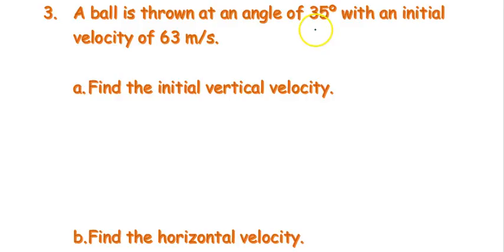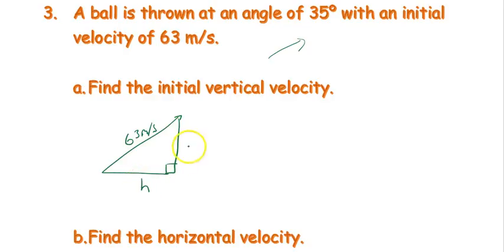A ball is thrown at an angle of 35 degrees with an initial velocity of 63 meters per second. Now this velocity is velocity at an angle. So to get the vertical and horizontal, which they're asking in A and B, we're going to have to do trig like we just did before. And again, it's the 35-degree angle. There are quite a few more questions, but we're going to start with that. So we have the vector that's at 63 meters per second, and I'll go ahead and just do this one triangle. You have the horizontal here, the vertical here, and we're at an angle of 35 degrees.